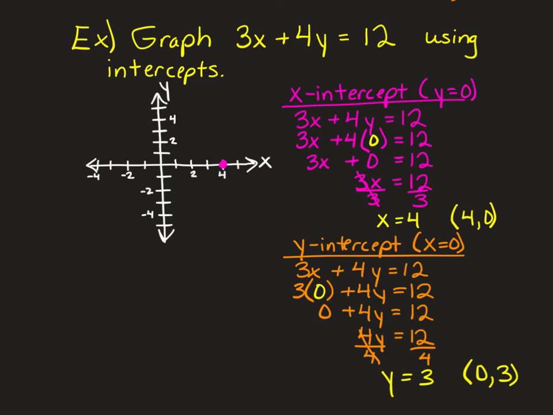We plot that point, (0, 3), and we've now plotted 2 points, our x and y-intercepts, and we can draw a line between those, and I'll extend it through my coordinate plane. And then we are finished. We have graphed the line.